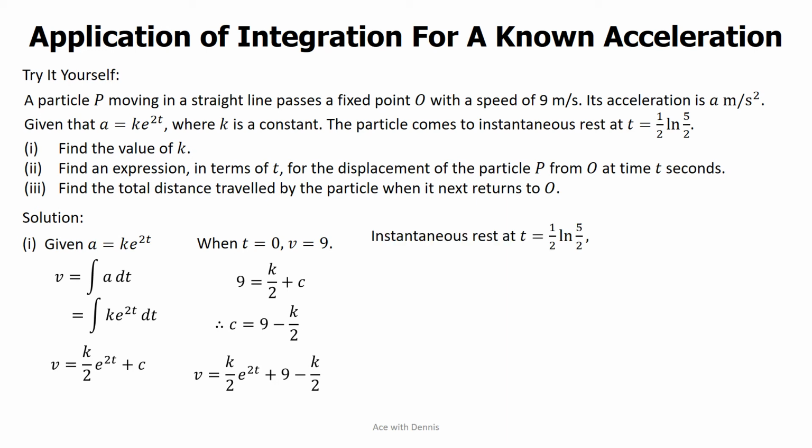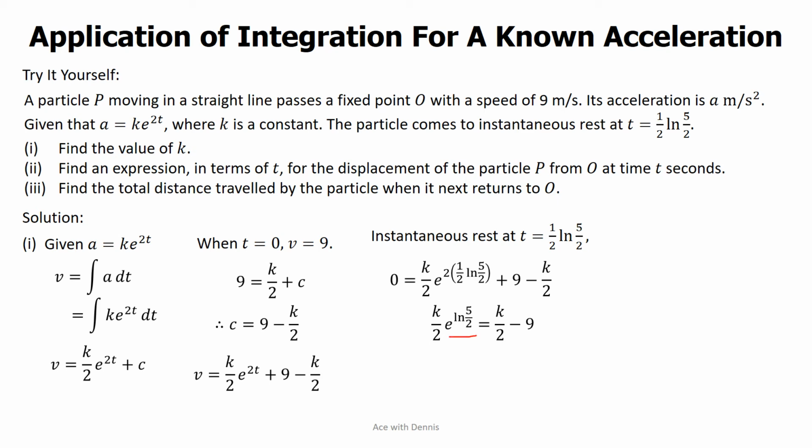So, the next information given is that the particle is at instantaneous rest when the time is half ln 5 over 2, which means that v equals 0 when t is half ln 5 over 2. So we substitute all the values into the equation, we get 0 equals k over 2 times e to the power 2 times half ln 5 over 2 plus 9 minus k over 2, which is k over 2 e to the power ln 5 over 2 equals k over 2 minus 9.